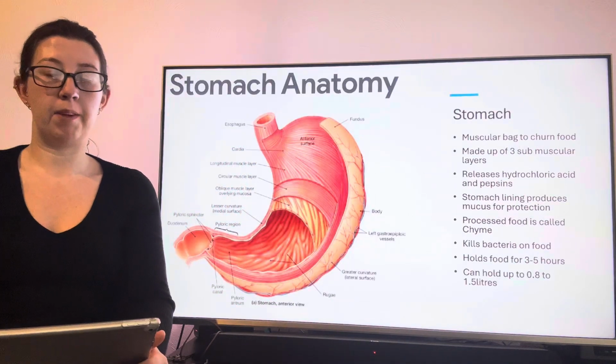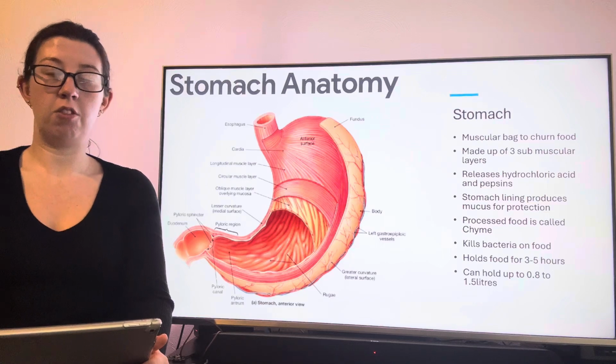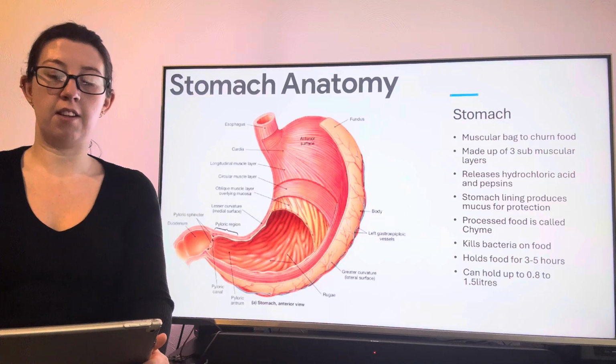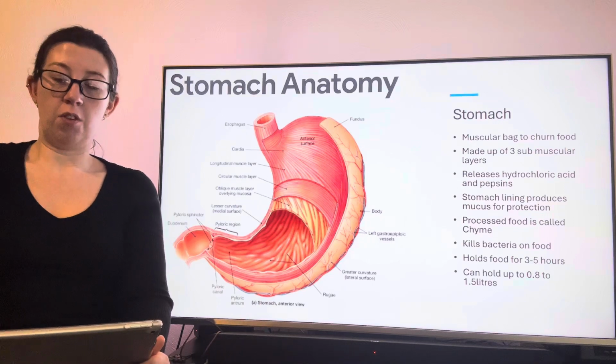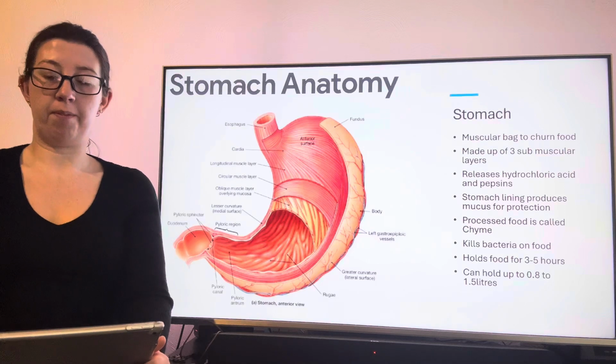The stomach anatomy. The stomach is a muscular bag that mixes food and drink with acids. Parietal cells produce hydrochloric acid. Enteroendocrine cells produce gastrin that helps with digestion. Once food is processed, it's called chyme.